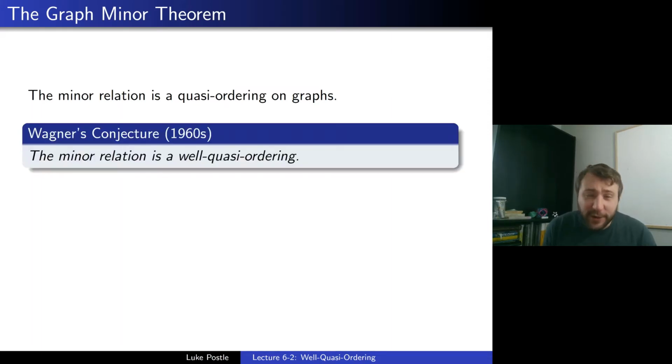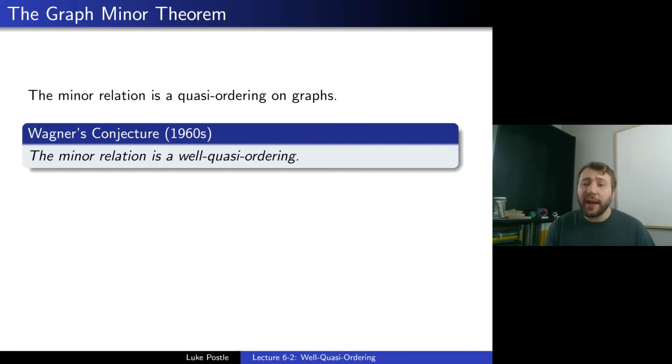This was a conjecture of Wagner from the 60s, that the minor relation is a well-quasi-ordering. So what is that saying? Well, that in any infinite sequence of graphs, you can find one that's a minor of another, which is a very bold statement to make. And by the facts we just discussed, it's equivalent to saying that there is no infinite antichain of minors. So you can't find an infinite family of graphs, none a minor of another, and also no strictly decreasing sequence.